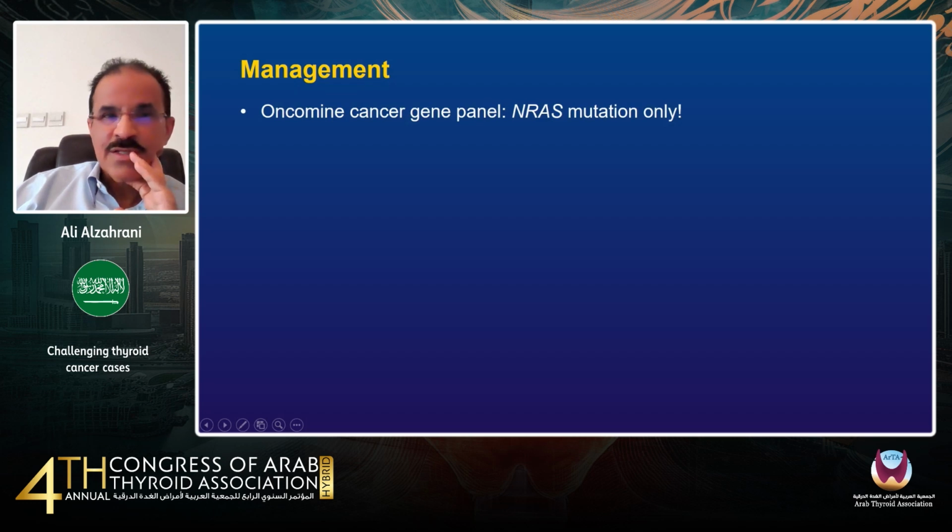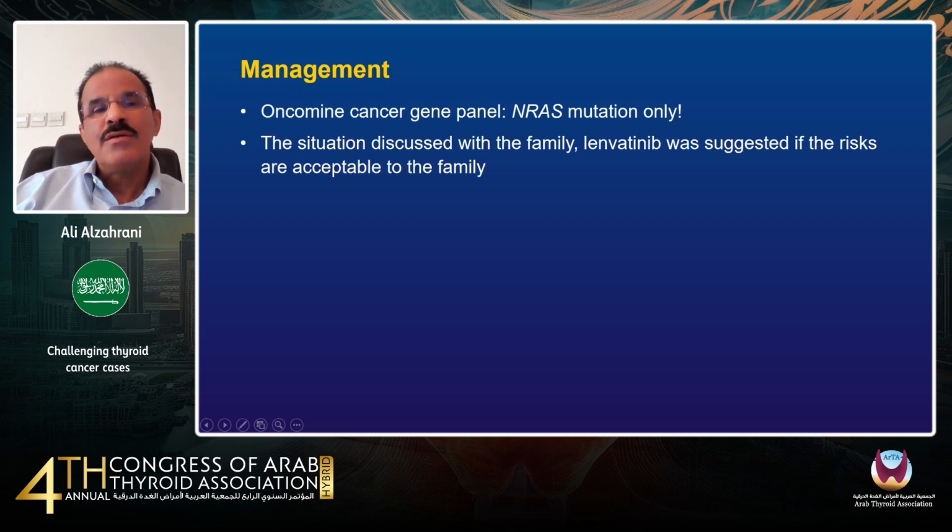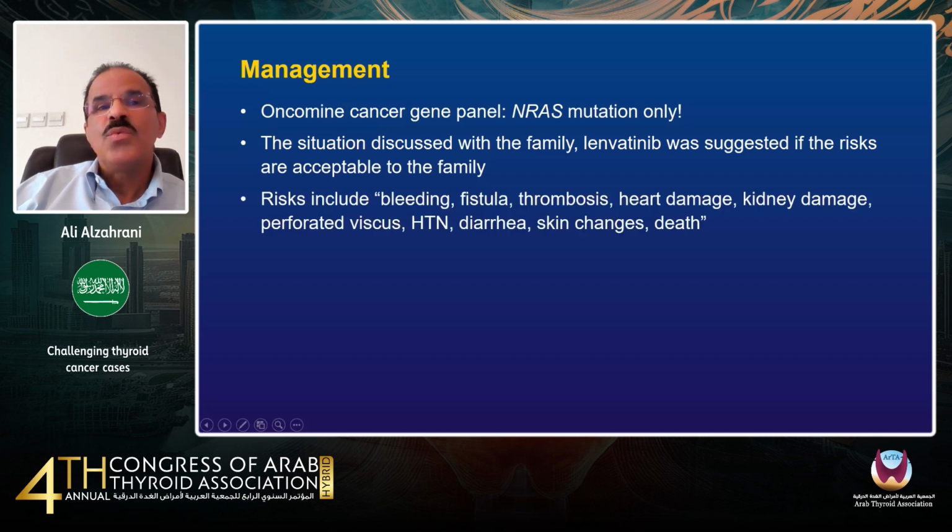We did Oncomine cancer gene, and as you predicted, she has NRAS mutation only, so there's no targetable gene. So we had a long discussion with the family, and I clearly told them that I can start her on lenvatinib if it is acceptable to you, but with these potential complications, or even more: bleeding, fistula, thrombosis, kidney damage, perforated viscus, hypertension, diarrhea, skin changes, or death. So we had a long discussion, and they were really willing to take the risk.